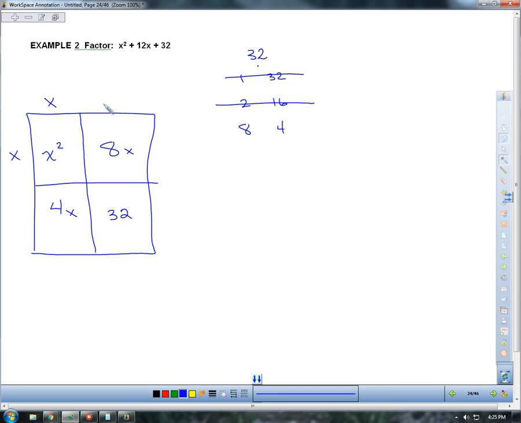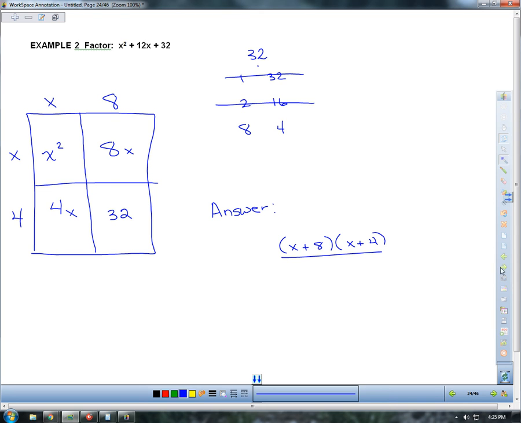8 divided by 1 is 8. x divided by x is 1, so that 8 stays there. 4 divided by x is 4. 4 times 8 is 32. So, here's my answer. I have x plus 8 times x plus 4. This is what my answer looks like.